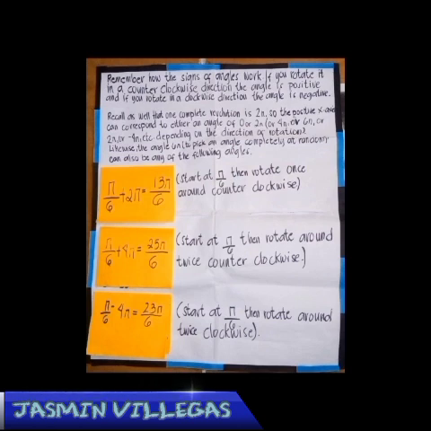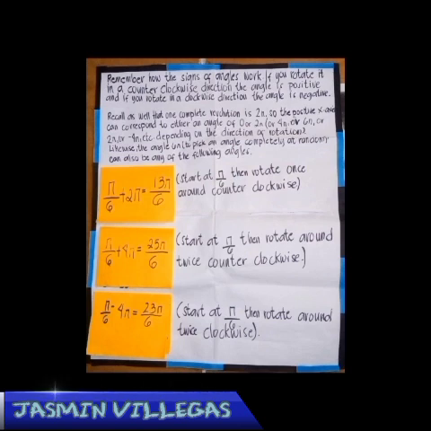Likewise, an angle picked completely at random can also be any of the following angles. Here is an example. Pi over 6 plus 2 pi is equal to 13 pi over 6. So the direction is to start at pi over 6, then rotate once around counterclockwise.